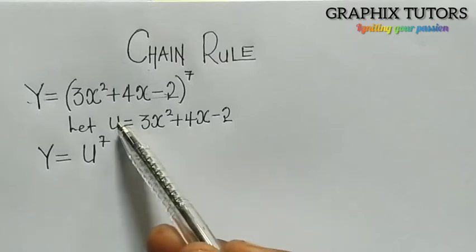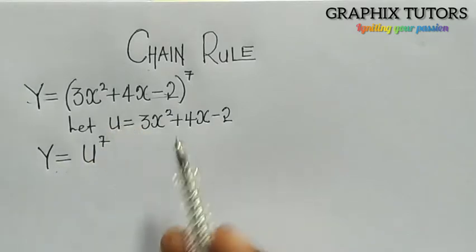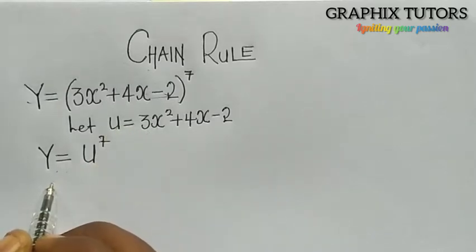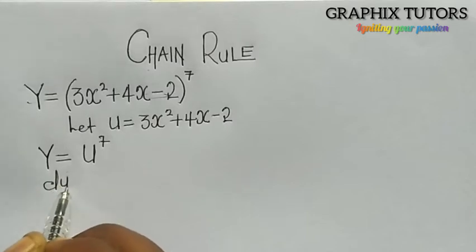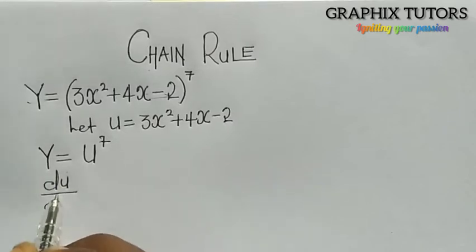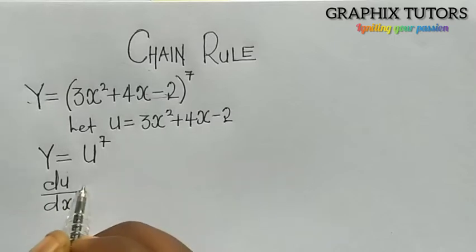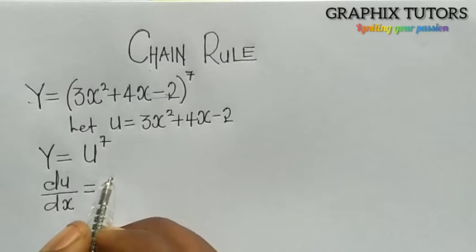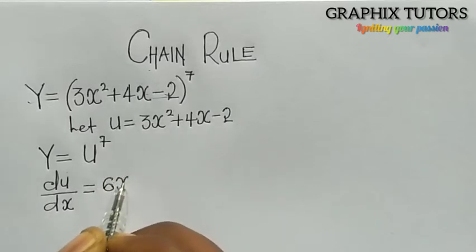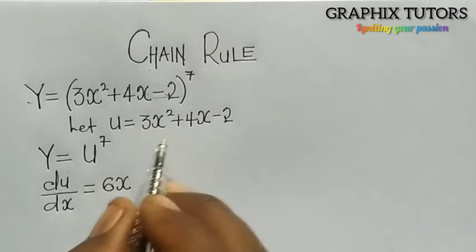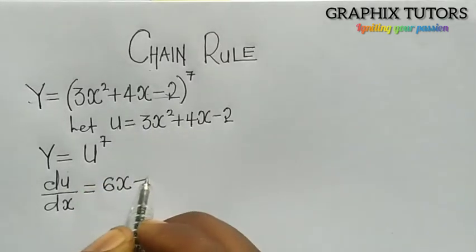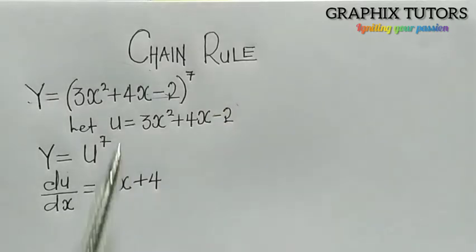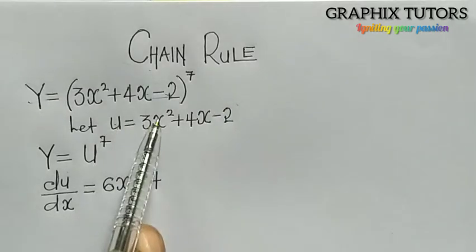So what I'll do is differentiate the two of them. First of all, I'll differentiate u with respect to x. So I will say that du over dx will be, if you differentiate 3x squared, you'll have 6x. I've explained that in my earlier video. And if you differentiate 4x, you'll have 4. Because this is a constant, you ignore it. That is, I differentiated u with respect to x, so I have this.